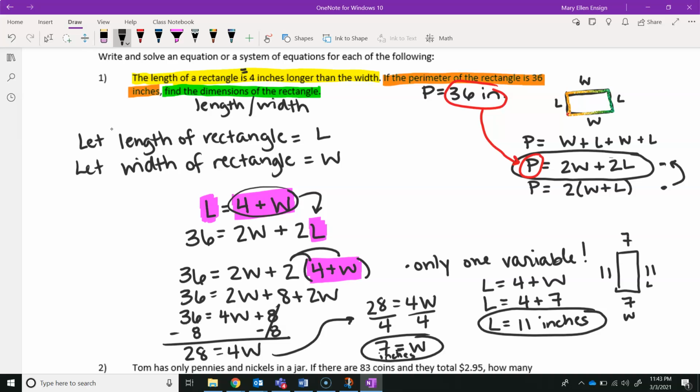And you can also put your answers up here if you want. Just make sure that they're clearly labeled one way or another, which is which. I can't just have 7 inches and 11 inches and not know which is the width and which is the length, okay?